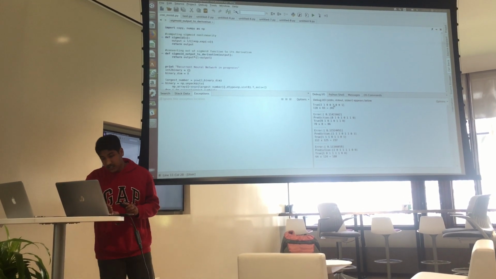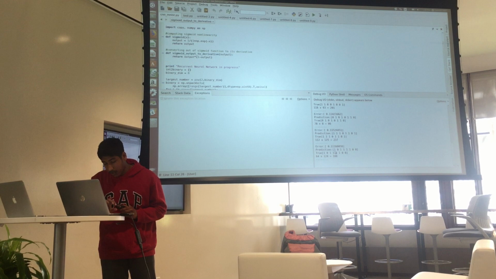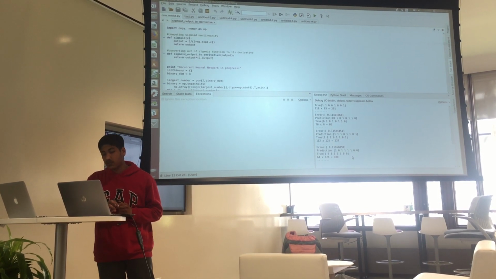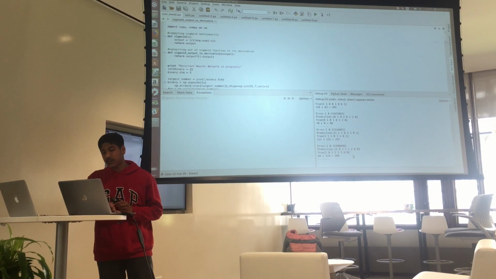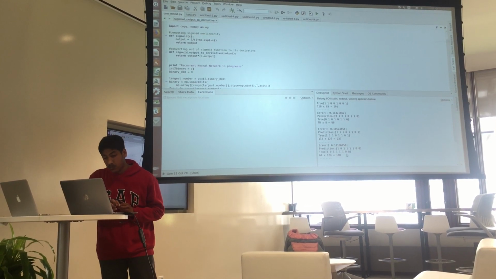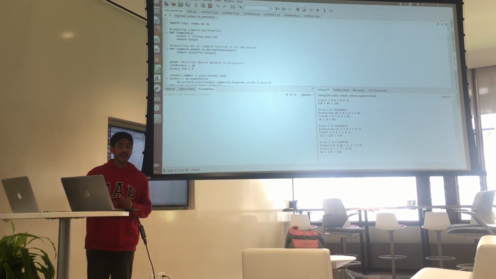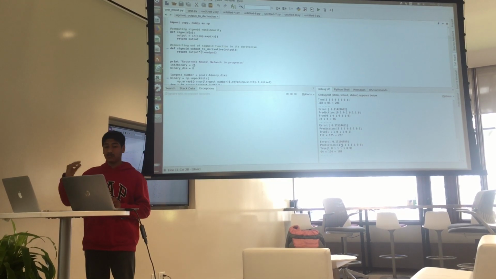So as you can see on our bottom right corner, we have our predicted output 1, 0, 1, 1, 1, 1, 0, 0. Our true output is 1, 0, 1, 1, 1, 1, 0, 0. And as you can see, our error value has decreased by far as it progressed.